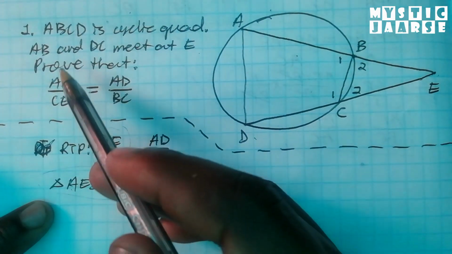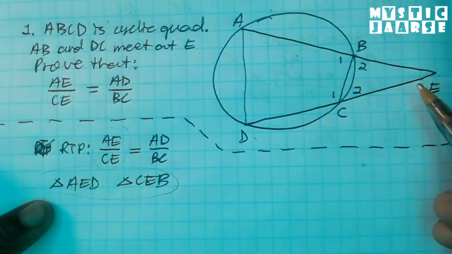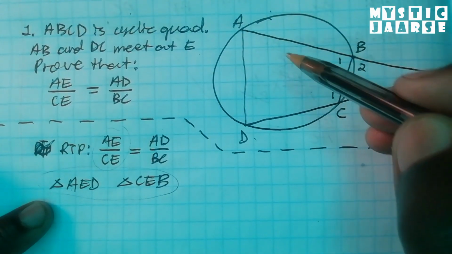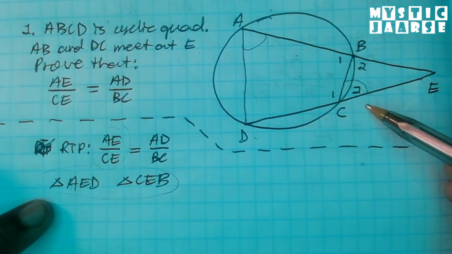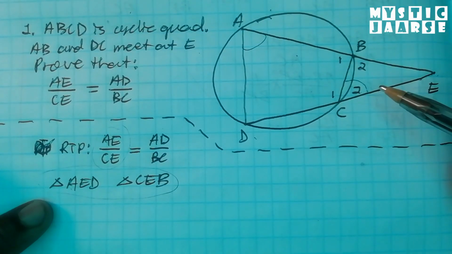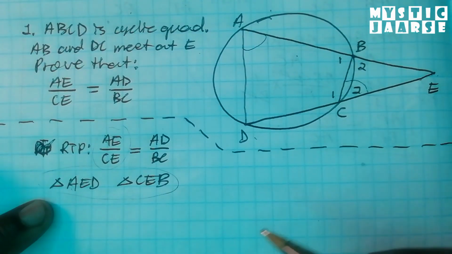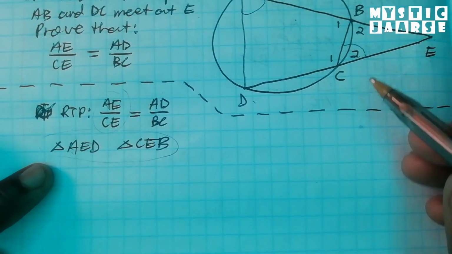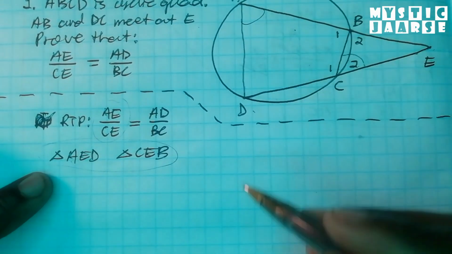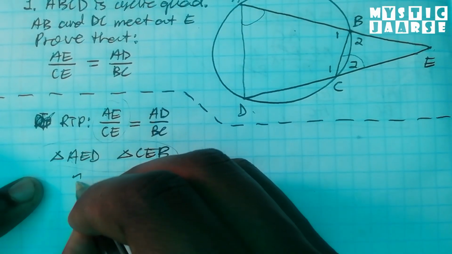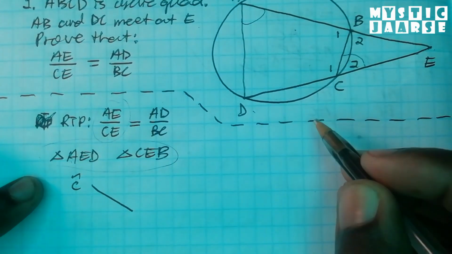So since ABCD is a cyclic quad, we can say angle C2 is equal to angle A, because angle C2 is an exterior angle of a cyclic quad. It is equal to the opposite interior angle. So we have just made our first pair of corresponding angles between our two triangles. So we have angle C is equal to angle A.